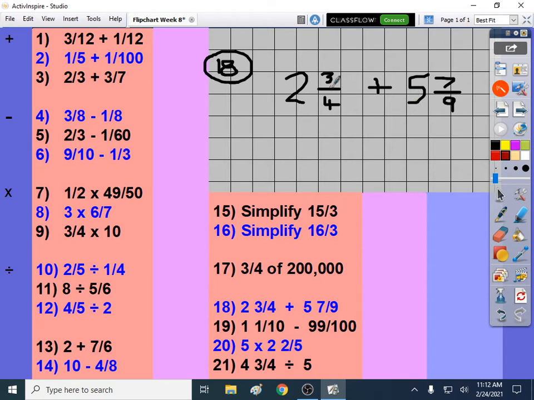Let's get the denominators the same first. 4 times 9 is 36, so I'm going to go for 36ths on the bottom. To get that, I times by 9 on this side. And on the other side, I times by 4. So when I've done that, I can add the big numbers. 2 plus 5 is 7. And I can add the 36ths.